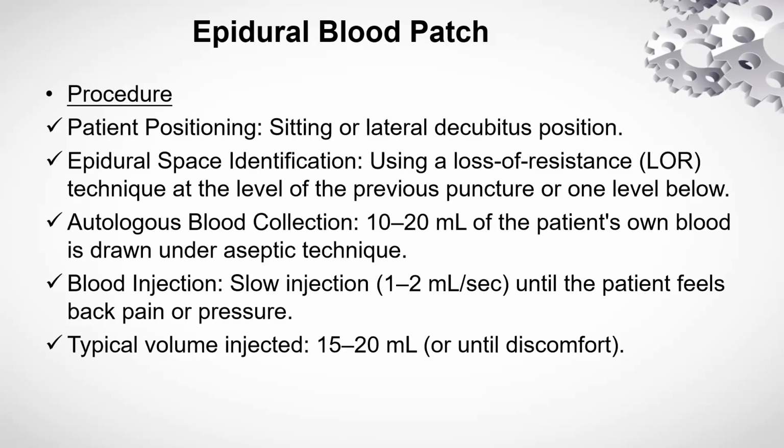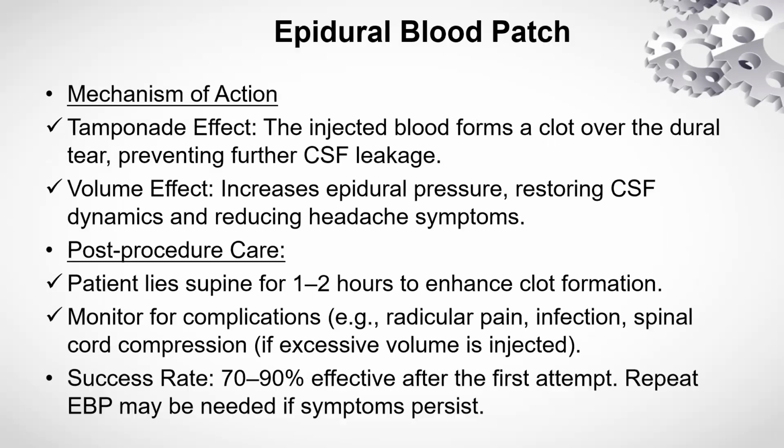You collect 10 to 20 ml of the patient's own blood, collected under aseptic technique, and you slowly inject it until the patient feels back pain or pressure. You give about 1 to 2 ml per second. Total volume injected is 15 to 20 ml.